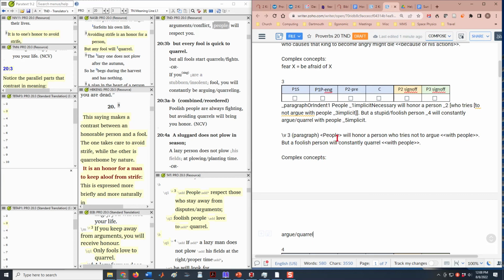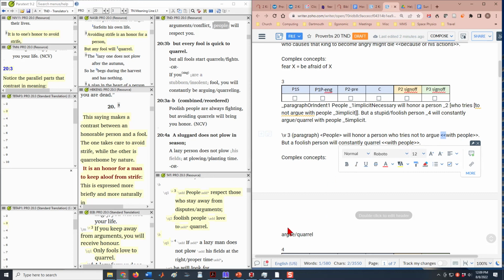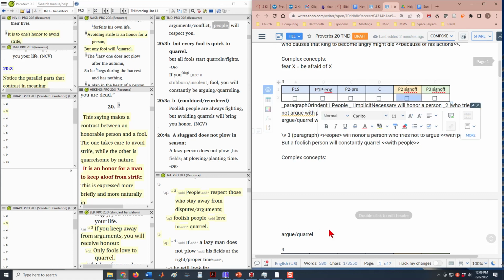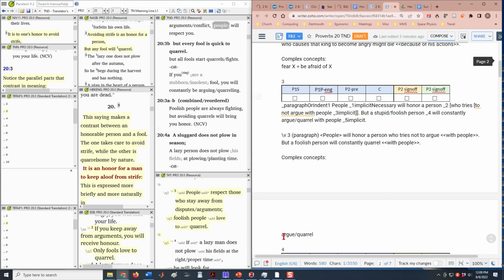This is how it comes out in the English. People will honor a person who tries not to argue with people. This one's necessary implicit, so we use the single less than and single greater than. This one could potentially be removed in the language. Subjects and verbs we usually indicate are necessary implicit. But a foolish person will constantly quarrel with people. So I put argue / quarrel. I forgot one of them here, so I'll add that.